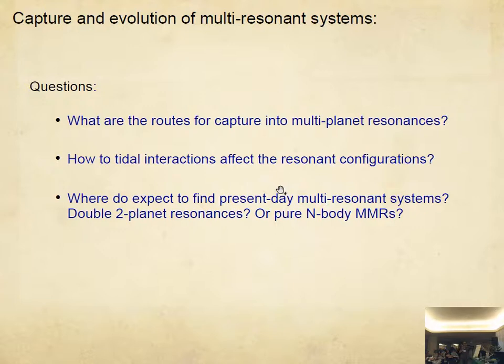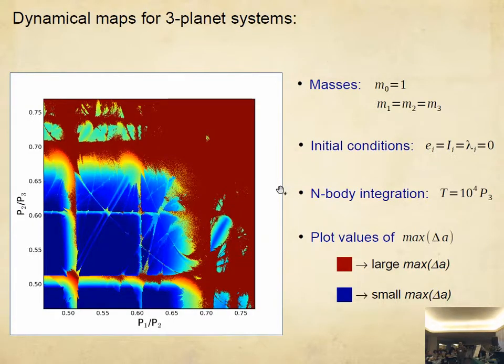Okay. In order to attack these questions, I will use dynamical maps. So basically, I am choosing equal masses for the planets, initial conditions which are circular, fully planar, and angles equal to 0, with a grid of initial conditions in P2 over P3, orbital period ratio, and P1 over P2. Each initial condition is integrated for 10^4 orbital periods of the outer body, and we plot values of maximum delta a. So red values are large maximum delta a, associated with instabilities or separatrix, and small values are more secular and more regular solutions.